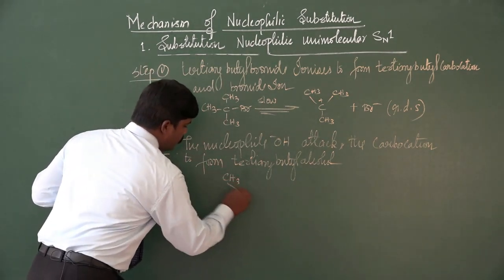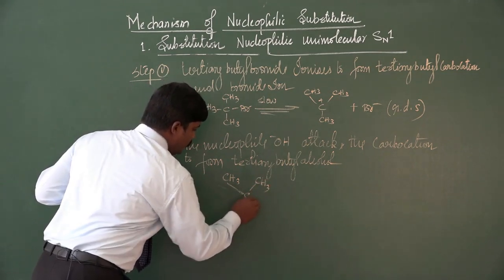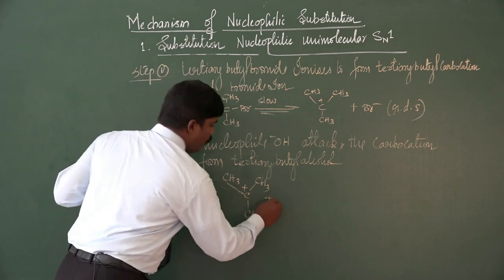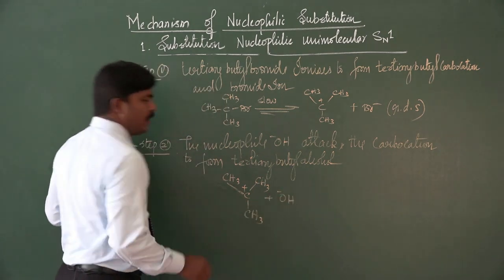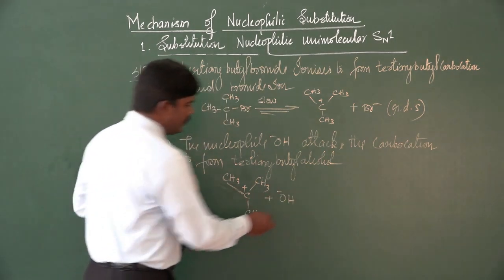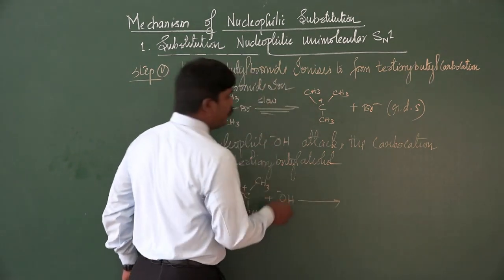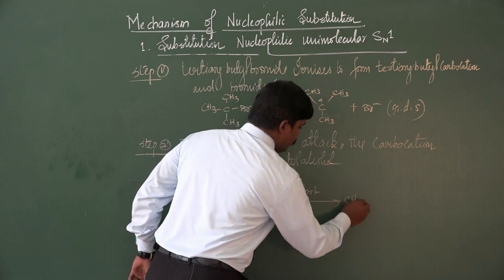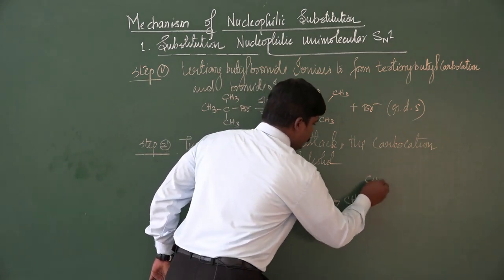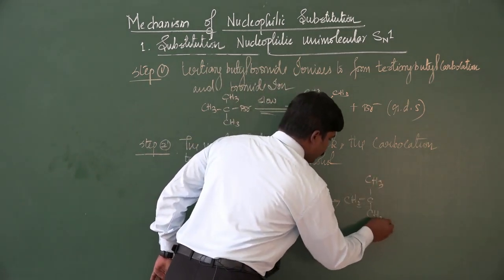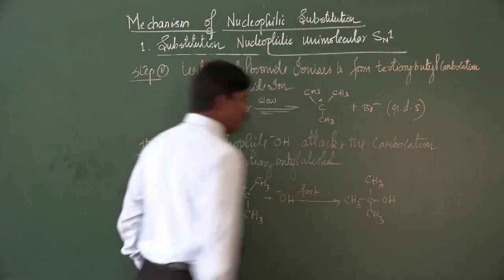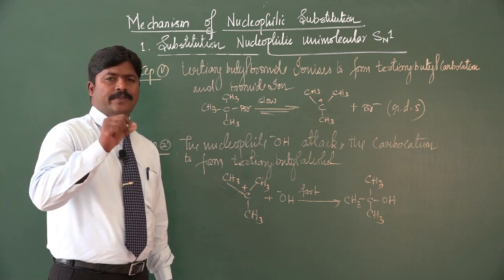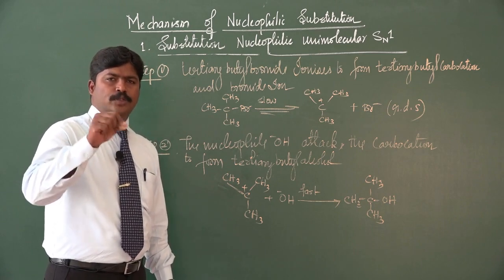CH3 plus OH minus. You know, the nucleophile attacks the carbocation, the carbon plus charge, and it's a fast step. Compared to the first step, this is a fast step. Therefore, what happens here? CH3OH. That's what we discussed earlier. Tertiary butyl bromide reacts with aqueous potassium hydroxide to form tertiary butyl alcohol.